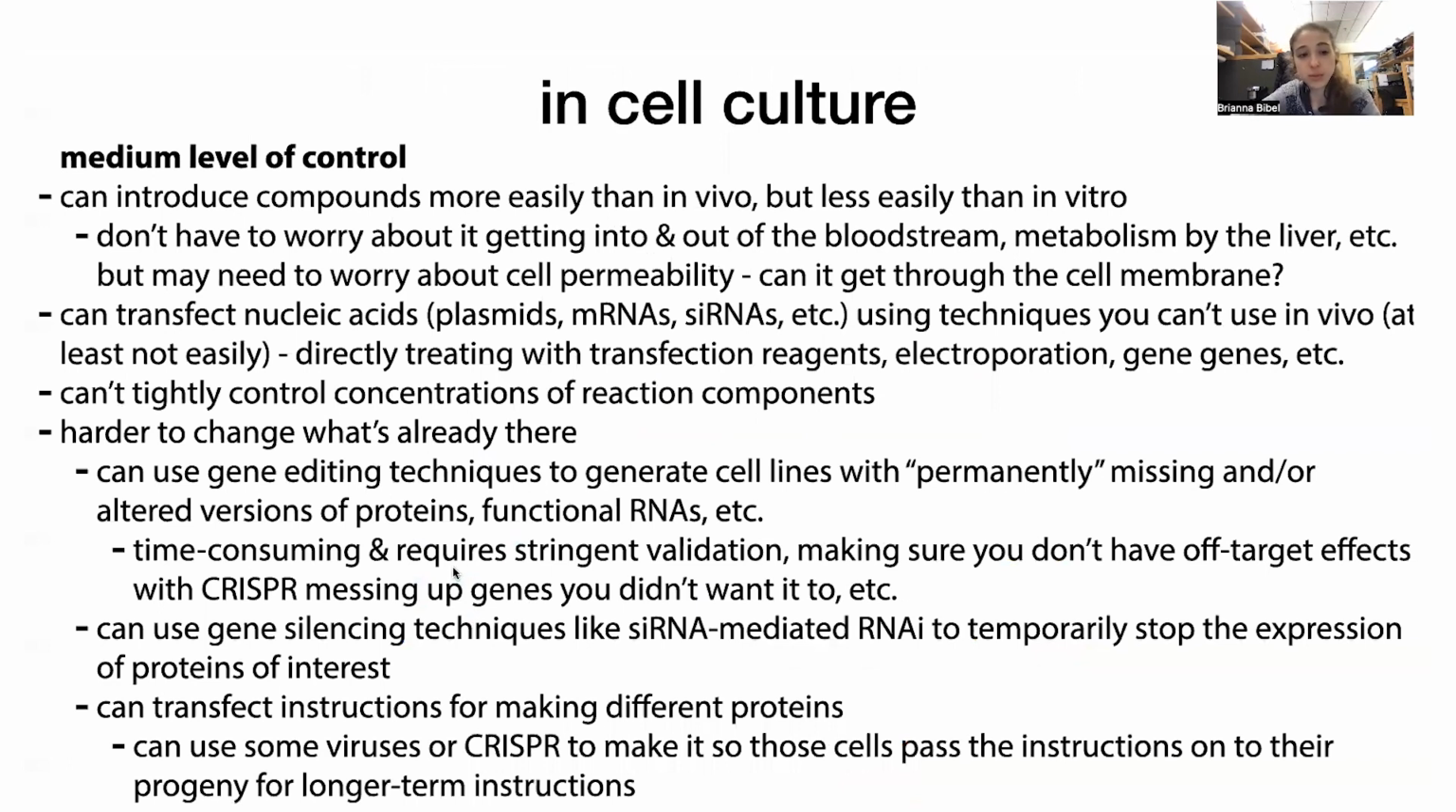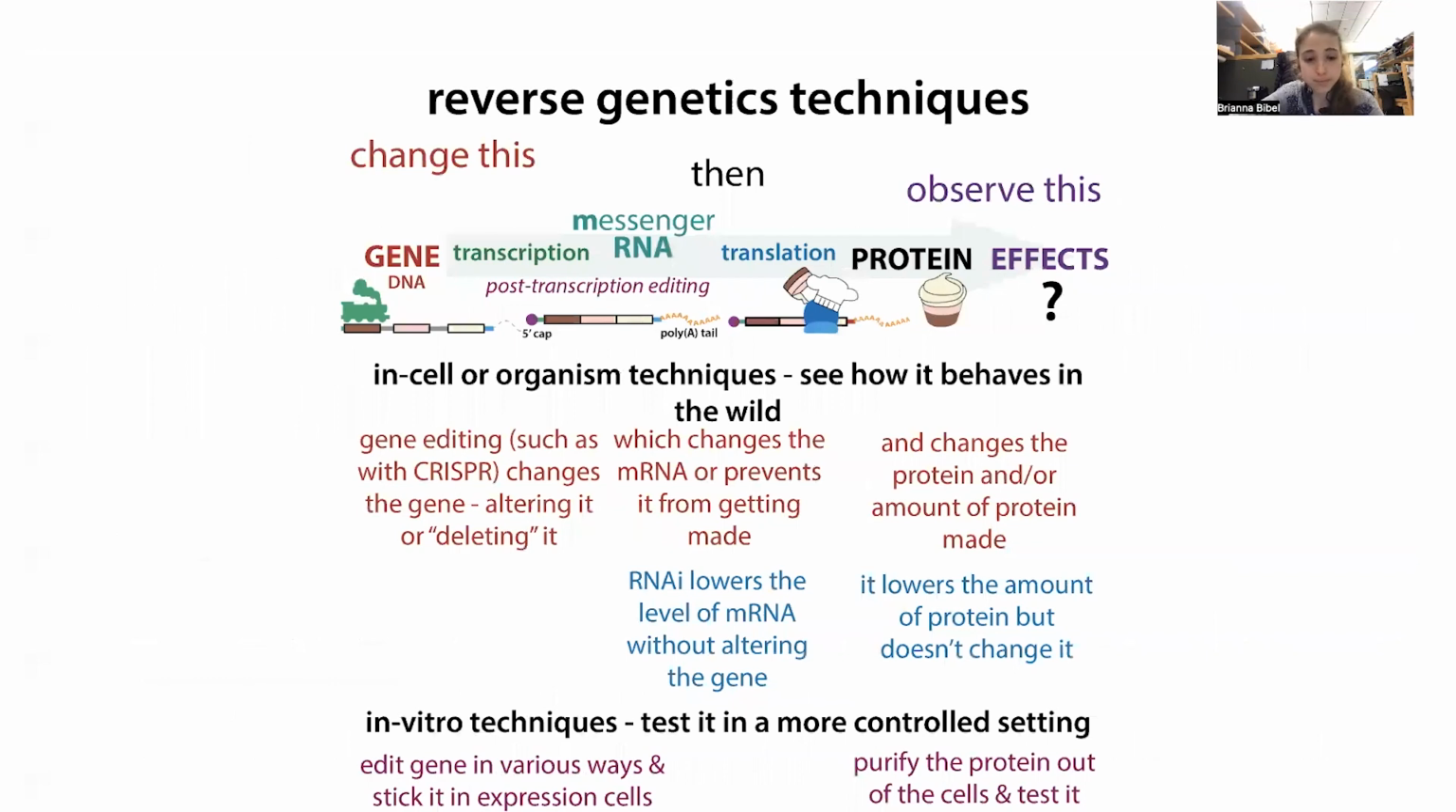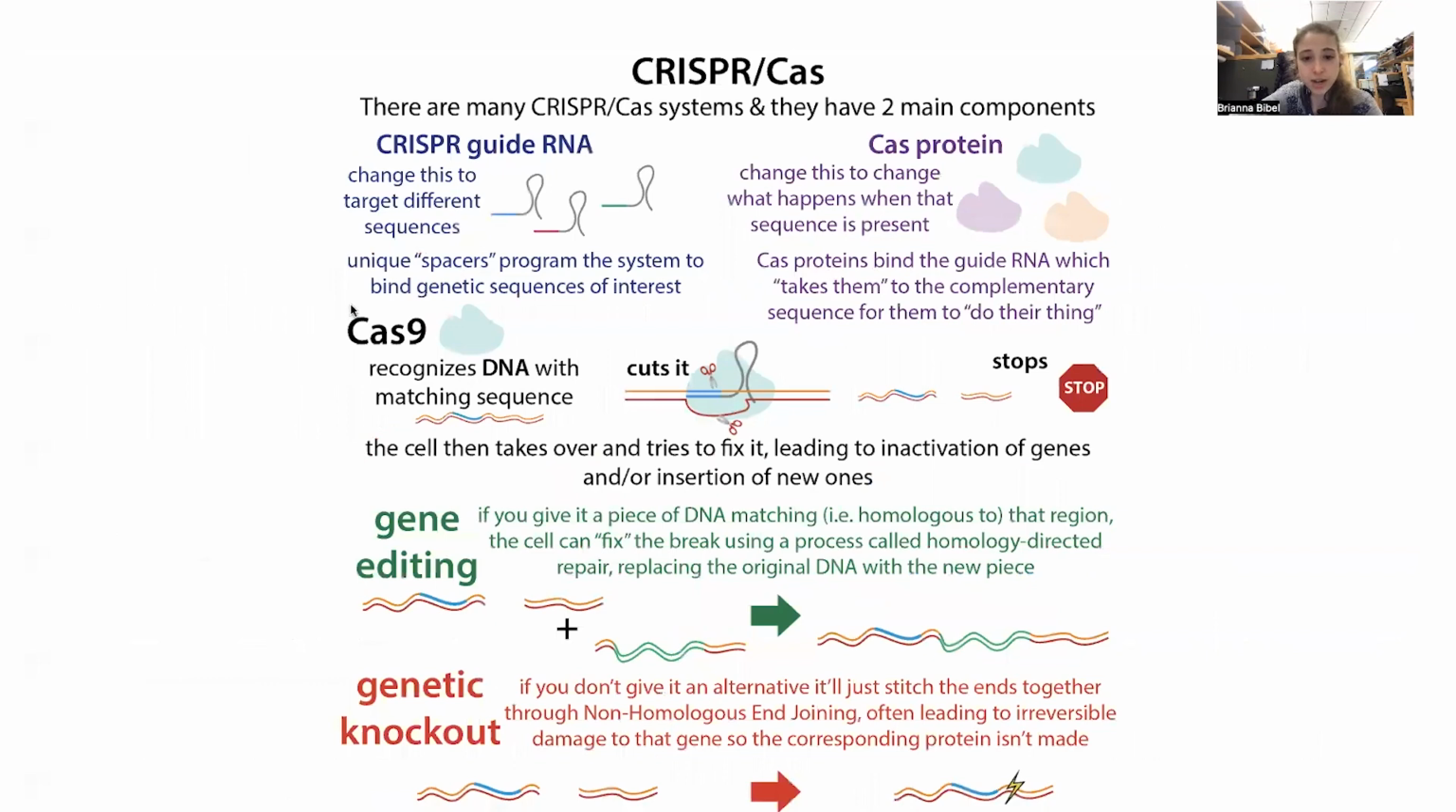We cannot, however, tightly control the concentrations of the reaction components. So we have even less control than we had with the lysate base because we're not adding extra things in. It's harder to change what's already there. So we can't just do that immunoprecipitation or anything. We can use gene editing techniques to generate cell lines with permanently missing or altered versions of proteins or functional RNAs, et cetera. So with one of these gene editing techniques like CRISPR, you're actually changing the permanent genetic information.